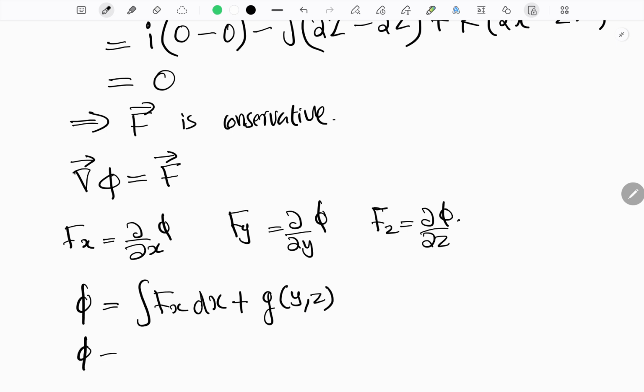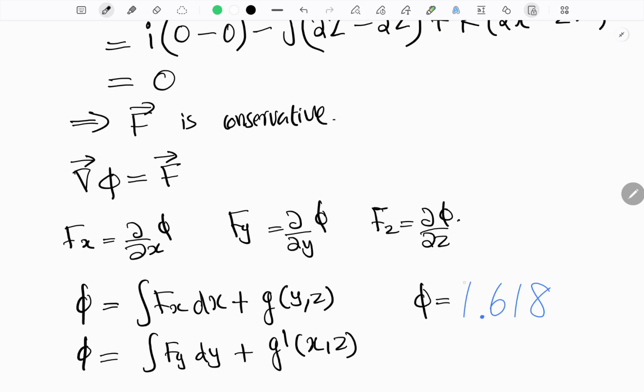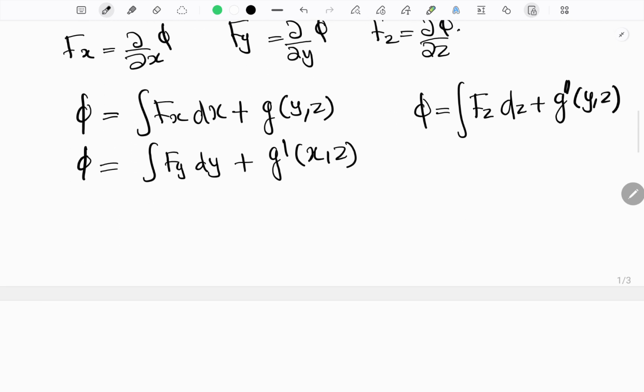Similarly, phi can also be written as the integral of fy dy plus another function g dash of x comma z. Similarly, phi can be written as the integral of fz dz plus g double dash, another function of x comma y. So this is the method we are going to use to find the phi function. Once we have the phi function, we can find the work done.